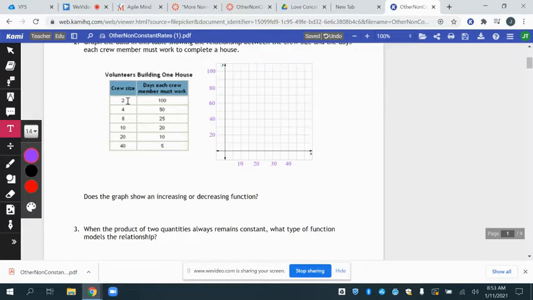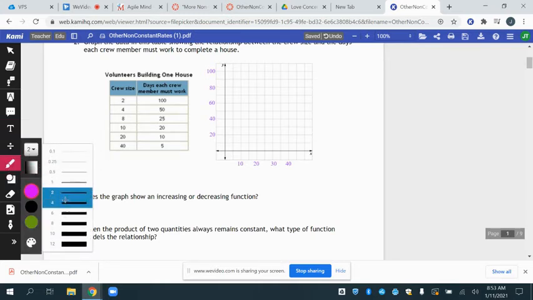Now we notice that if it takes 2 people 100 days, let's go with black for this chunk. We'll make these bigger so they fit. 2 people, 100 days. Well, this is 5, 4, 3, 2. 2 is going to be about there. Boom. And with 4 people, it takes 50 days. 4 is going to be right here, and 50 days is going to be right here. All right. With 8 people, it takes 25 days. 8 is going to be close to 10, and 25 is about here.